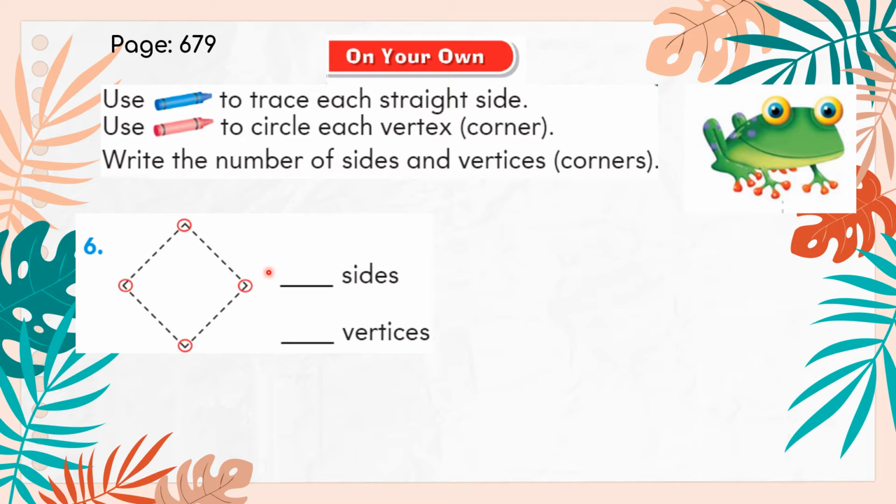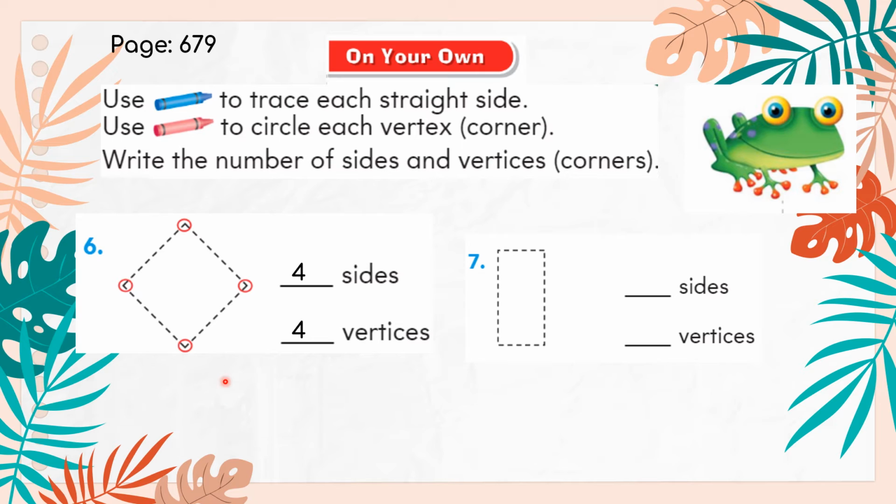I have used the red marker to circle the vertices on this shape, and what you'll do is use the blue color to draw the straight lines on this, okay, in your books. Now let's look at this question. How many sides does this shape have? 1, 2, 3, 4. It has 4 sides, so we're going to write 4 here. Now let's count the vertices. We're going to count the red circles that we have here. It's 1, 2, 3 and 4. So this shape has 4 vertices and 4 sides.